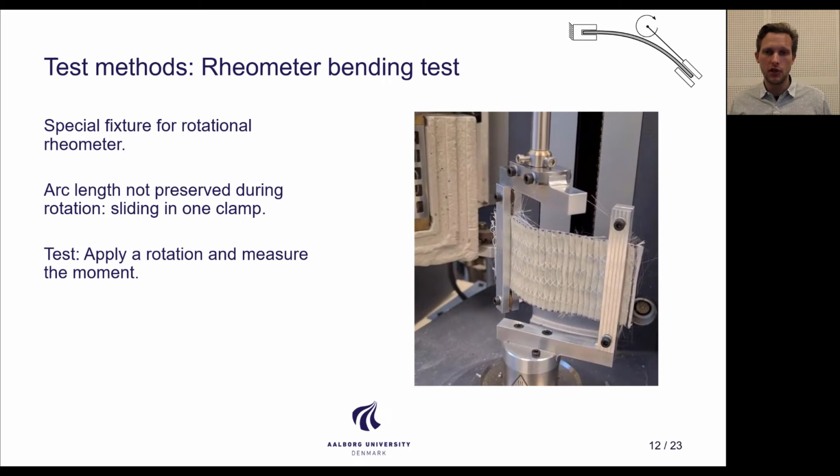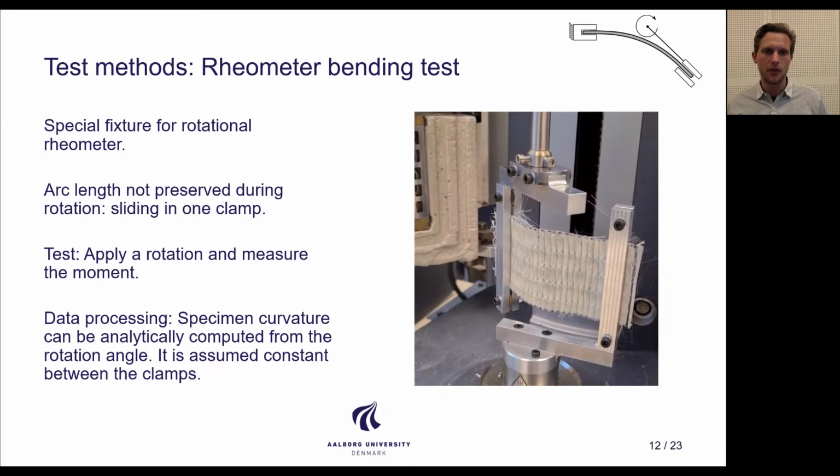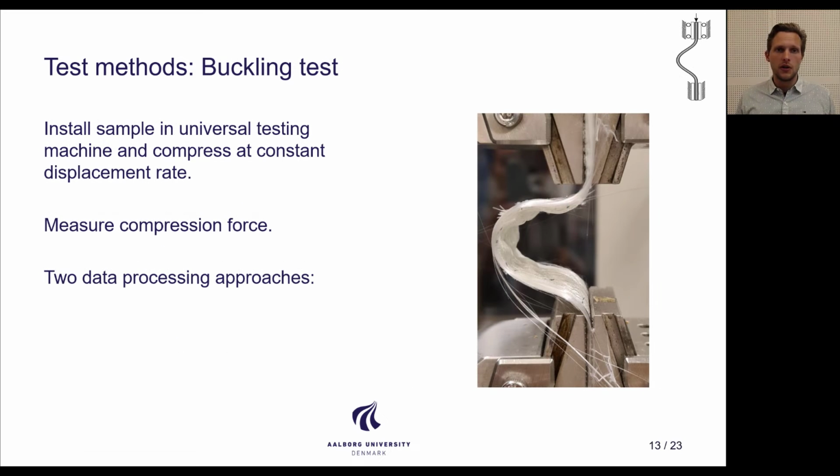And then for the data processing, it is basically assumed that the curvature of the specimen is constant between the clamps. So there is an analytical formula that you can use, and it's a function of the rotation angle, but this assumption of constant curvature between the clamps as well as the sliding friction are the main uncertainties with this test setup. And then lastly we have the buckling test.